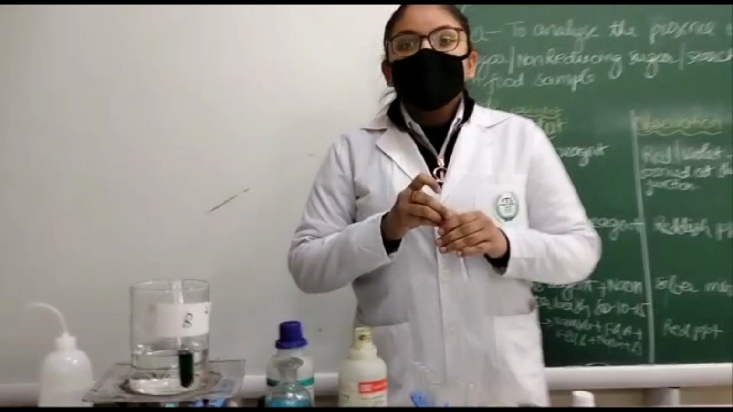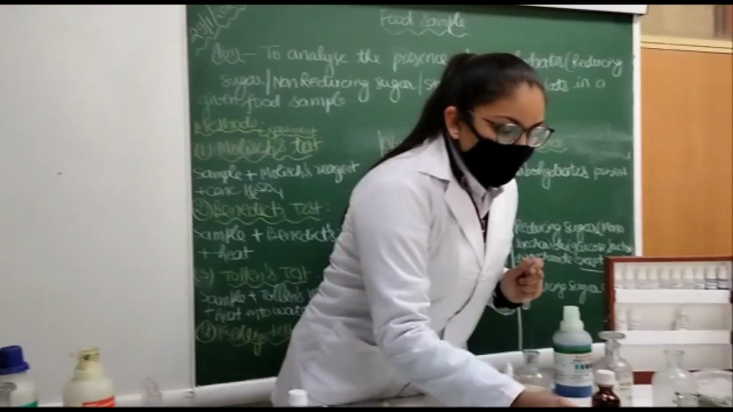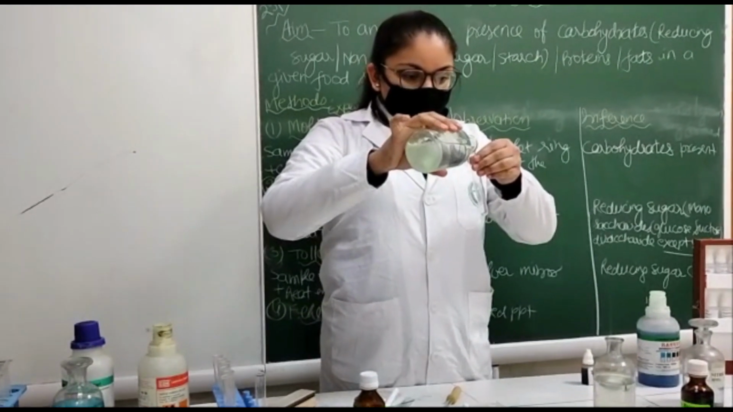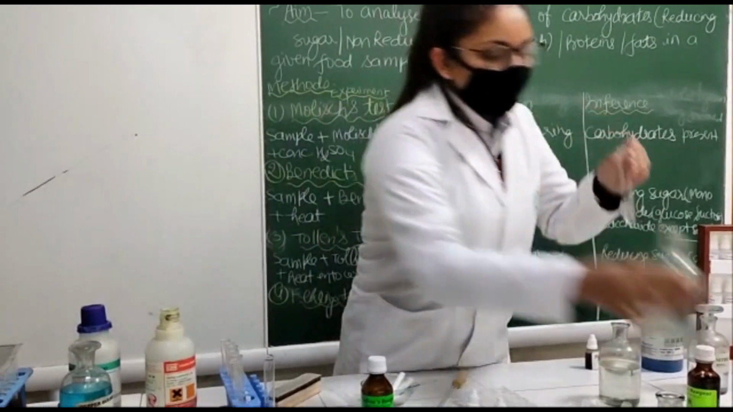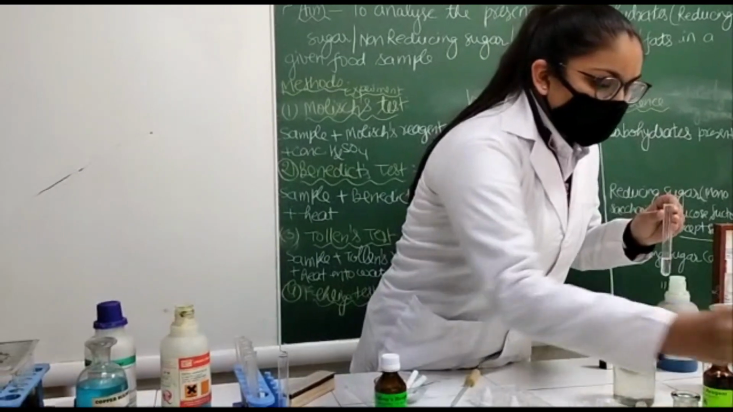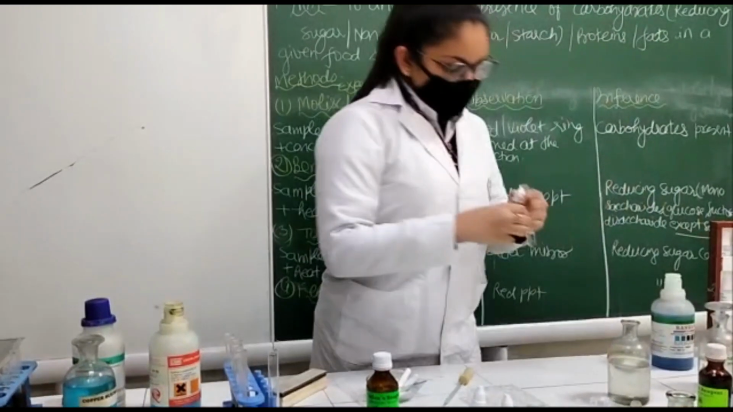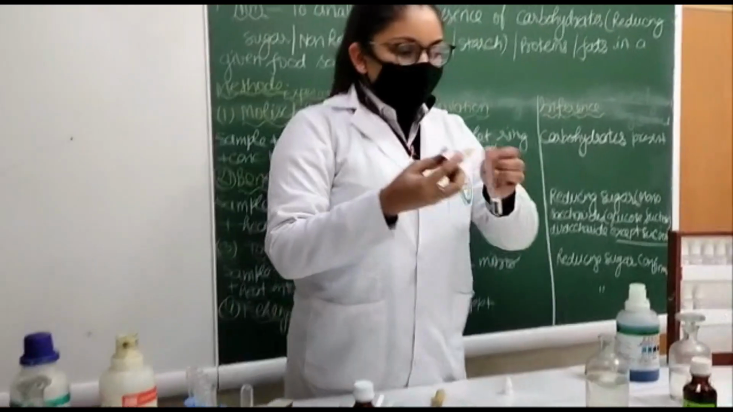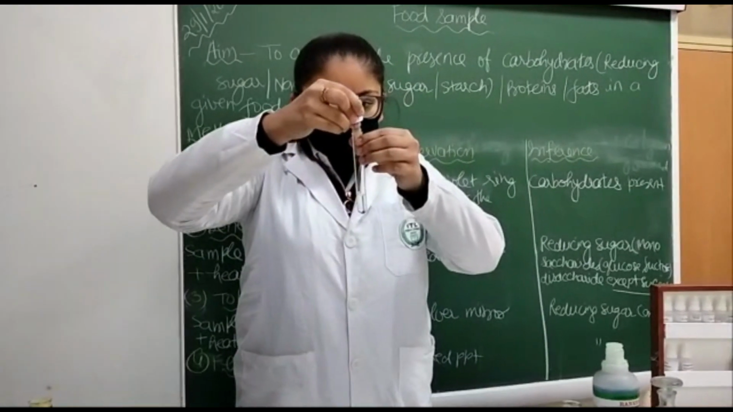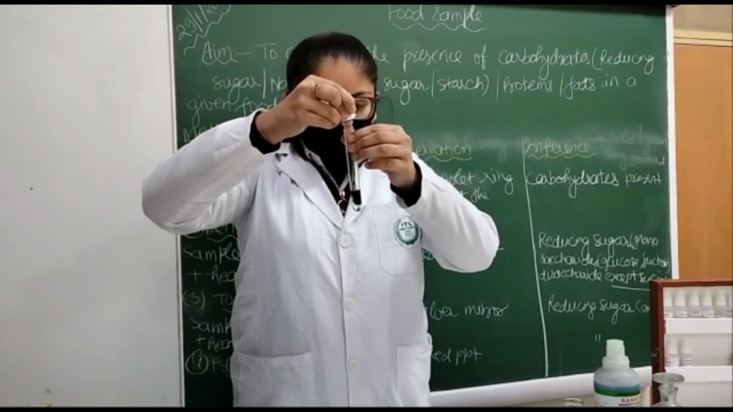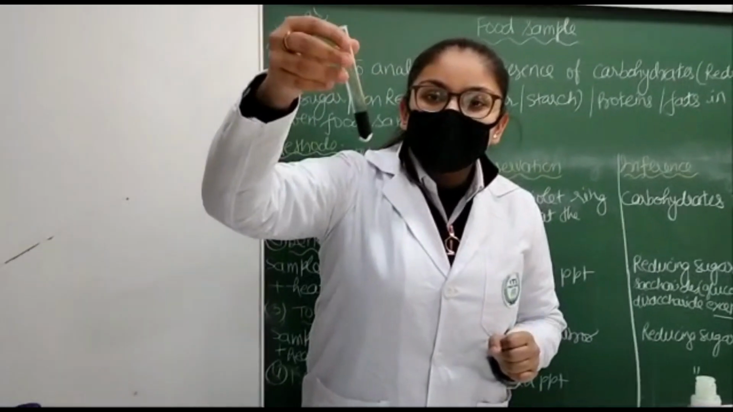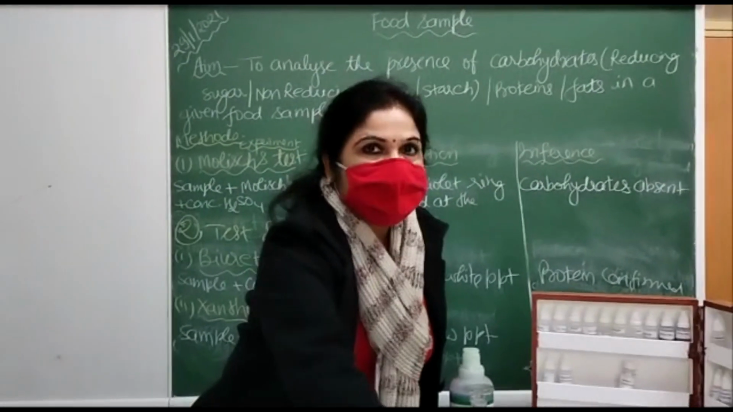But we will perform another confirmatory test, which is the iodine test, to check whether it's starch or sucrose. We've taken the food sample. Now we are adding a few drops of iodine. One or two drops are sufficient. Here we've received a nice violet color, which confirms the presence of starch.